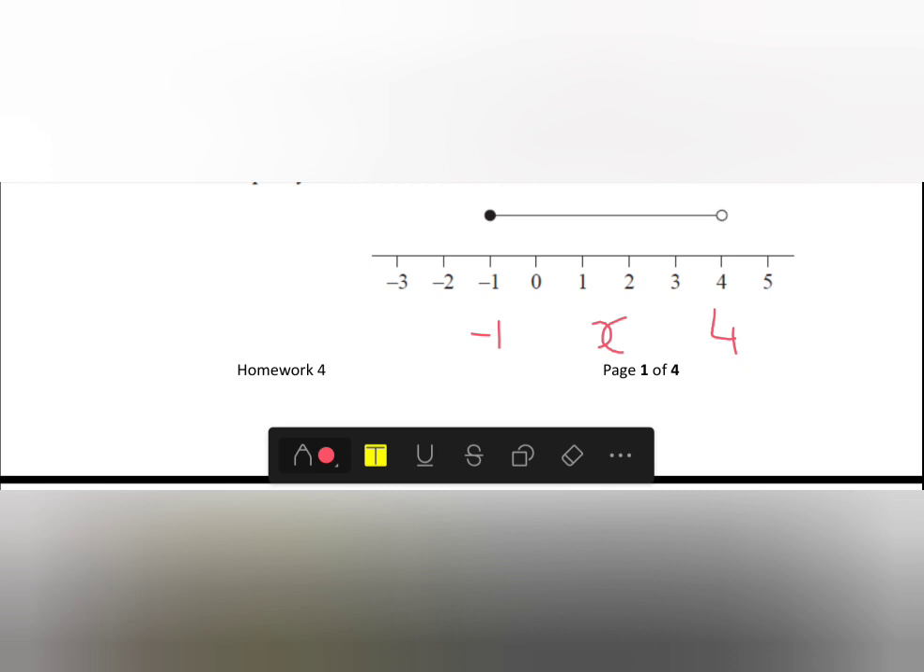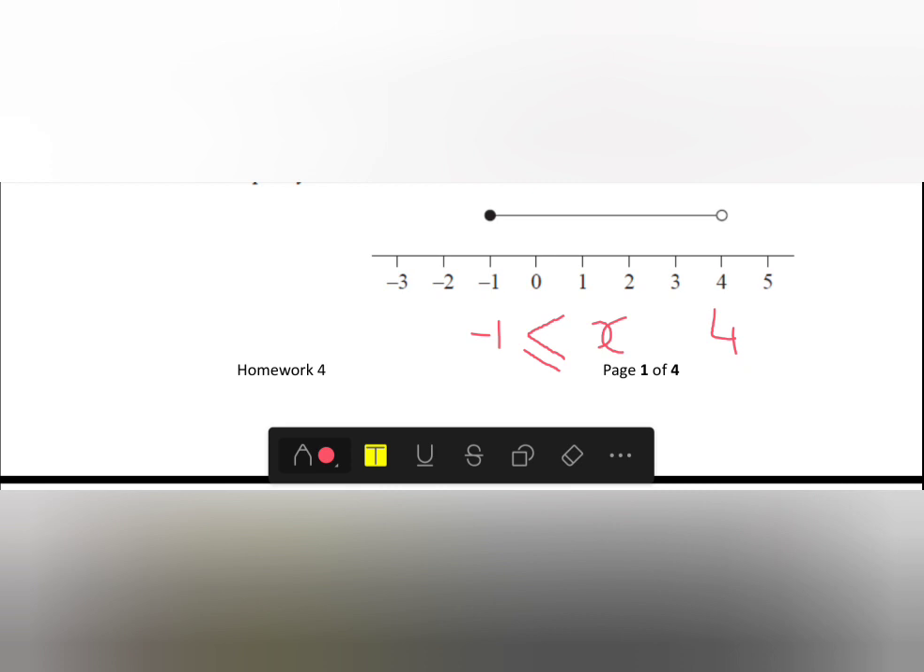Now, let's talk about the x and -1 here. I can see that the numbers here on the line are bigger than -1. So I'm going to put the sign that x is bigger than -1. And the circle here is a closed circle, so -1 is included. So I'm going to put an equal sign under this sign. So x is bigger than or equal to -1.